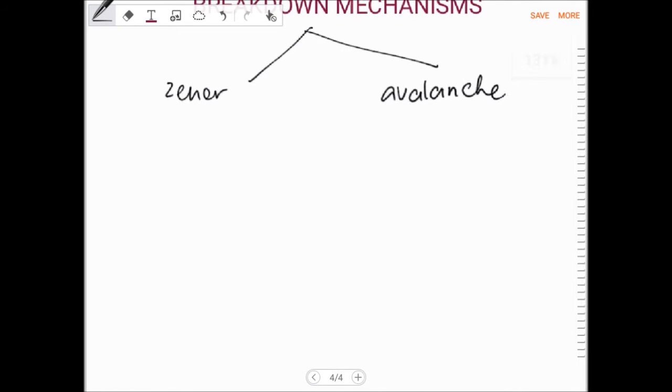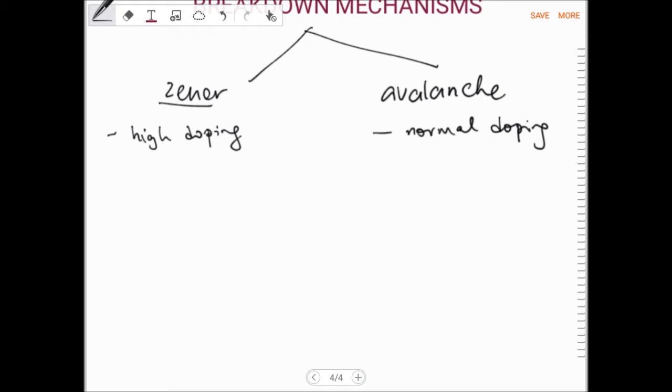Let's look at Zener breakdown first. Zener breakdown occurs for a PN junction with high doping. This is important, that's one of the characteristics. Avalanche breakdown occurs for normal doping. The process for both gives a breakdown, which is a sudden rush of current in reverse bias after a certain voltage. The voltage where the breakdown occurs is called the breakdown voltage.